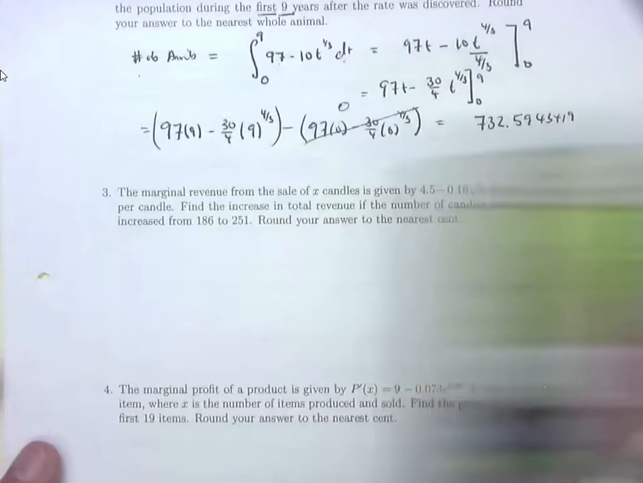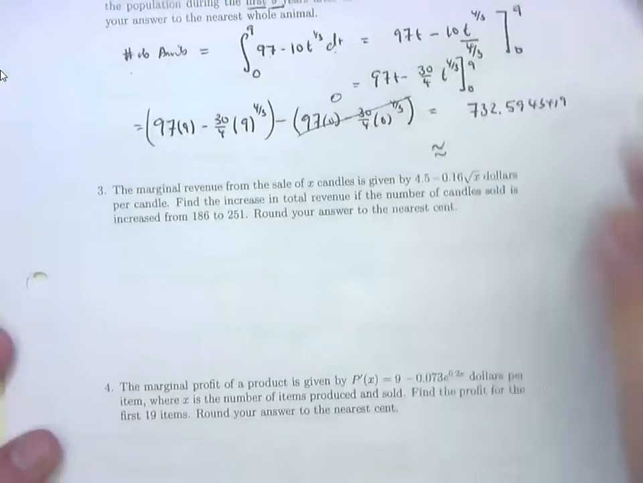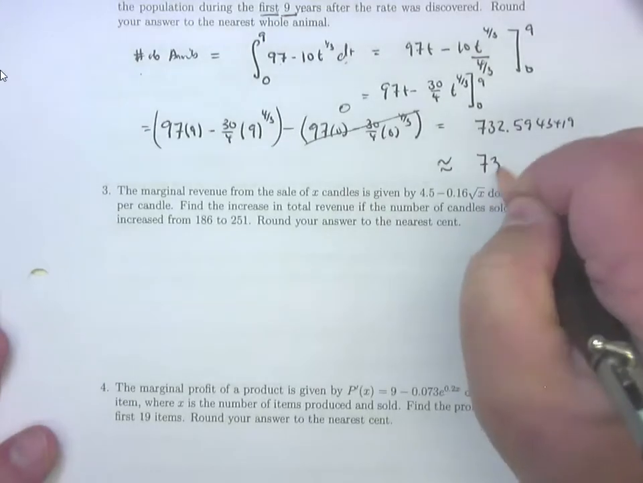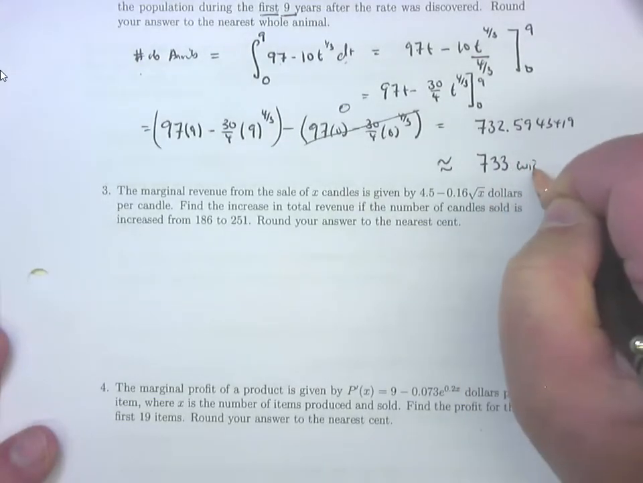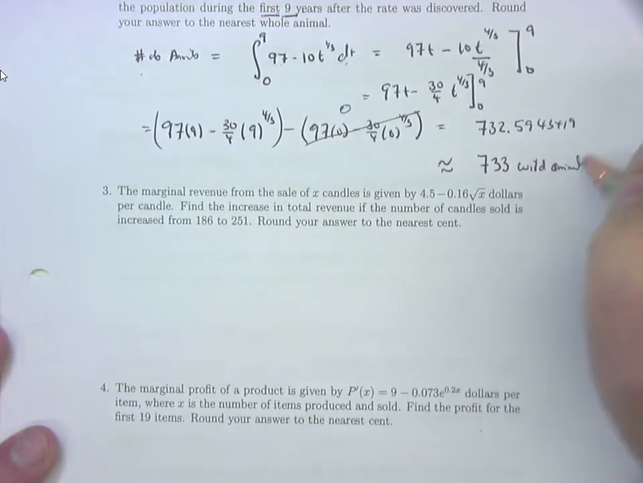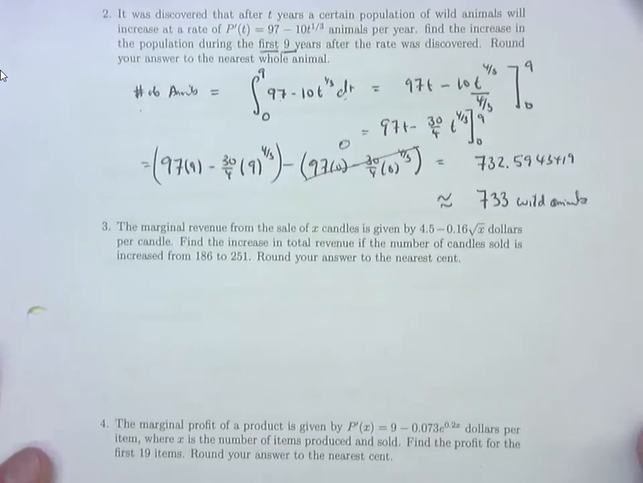But then they wanted me to round this to the nearest animal. How many animals is this? 733 wild animals. Does that make sense? Let's look at the next one.